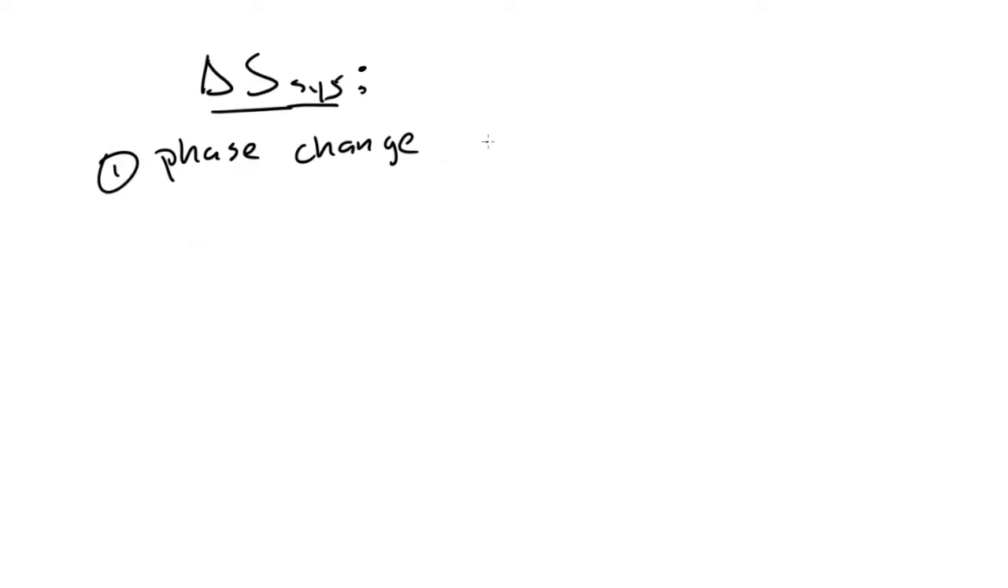For delta S, anytime you're asked about delta S of the system, what you want to do is look for a phase change. You want to look for a change in the phase. That will tell you the sign. That's just going to tell you the sign.